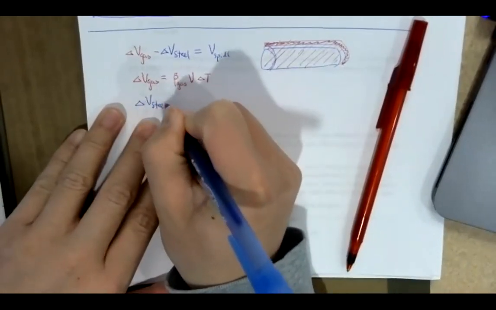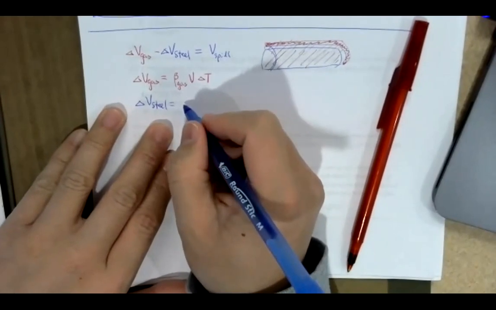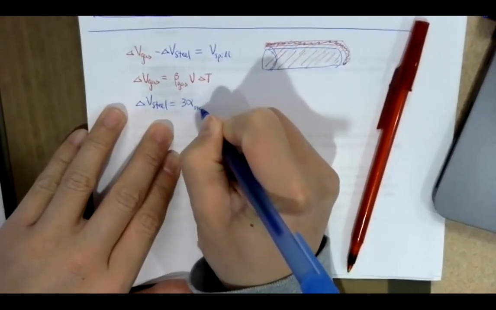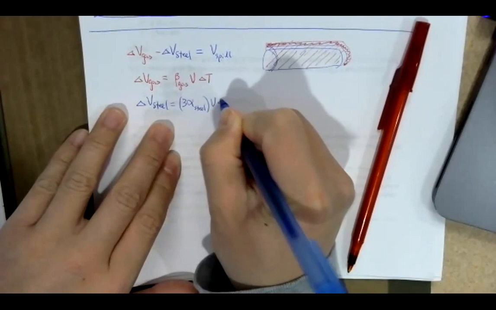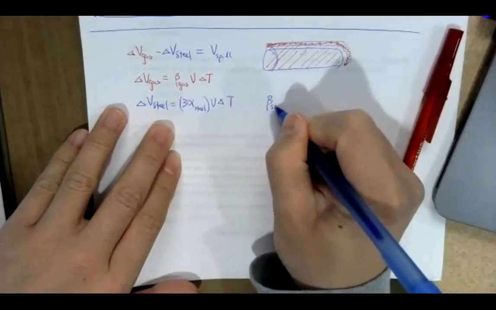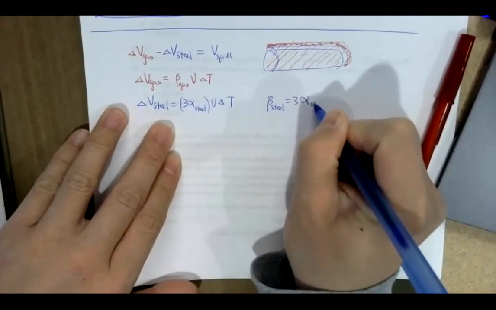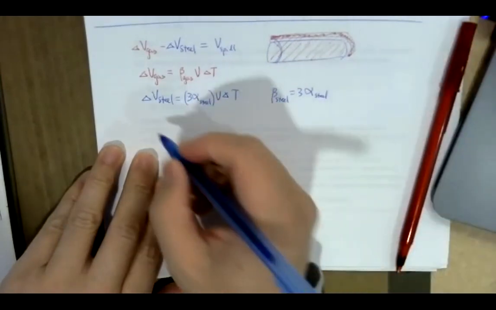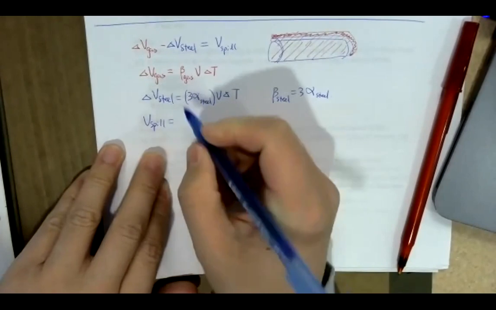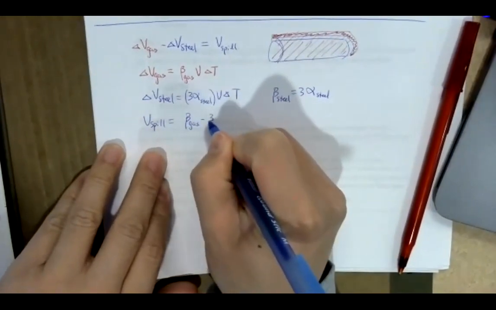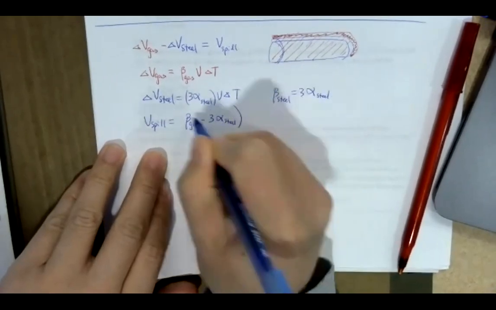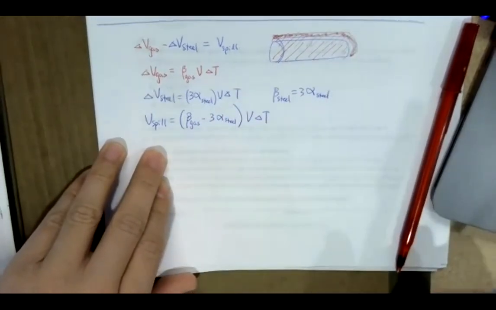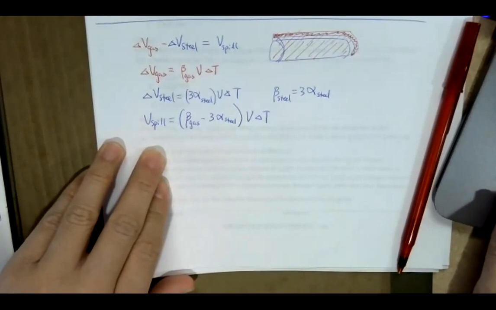Delta V of the steel will be equal to, now it's giving you just the linear expansion, so you should do 3 times alpha of the steel times V times delta T, because beta of the steel is equal to 3 times alpha of the steel itself. Then taking the difference of these two, V of the spill is equal to beta of the gas minus 3 times alpha of the steel, times V times delta T, because V and delta T are the same for gas and the tank.